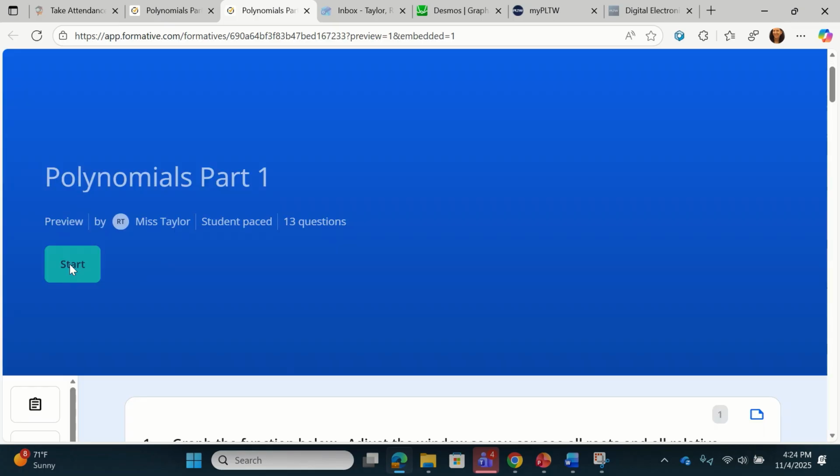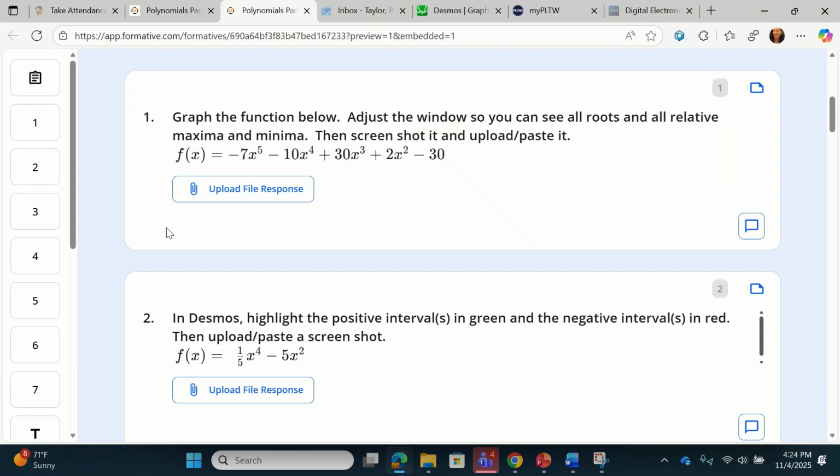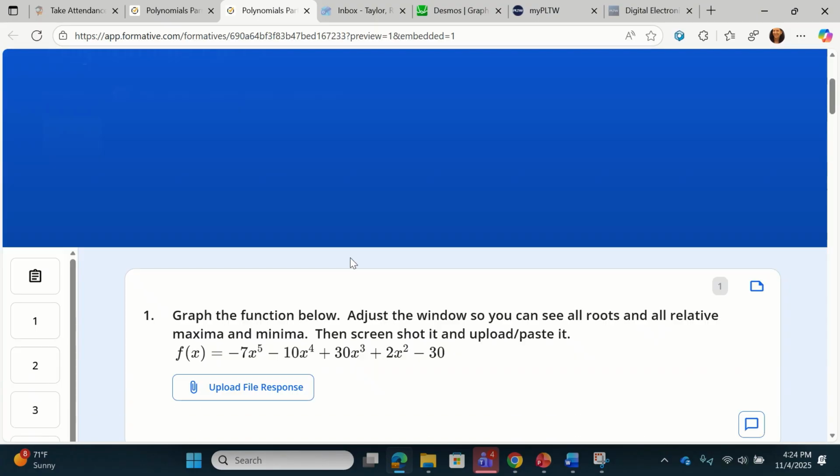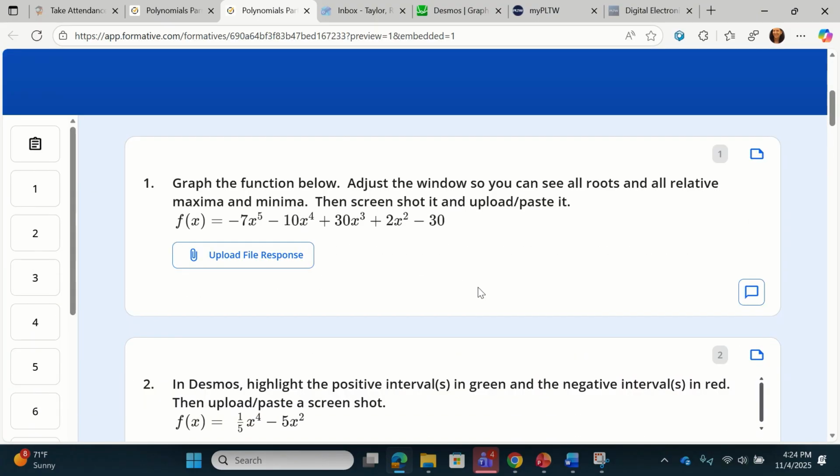So we're going to just go ahead and start in on it. And the first one, I've got my notepad over here because I'm going to be clicking back and forth. Question 1 is pretty simple. We're going to graph that polynomial and do something. What are we going to do with it? Okay, we're going to adjust the window so you can see all the roots and all relative maxima and minima.